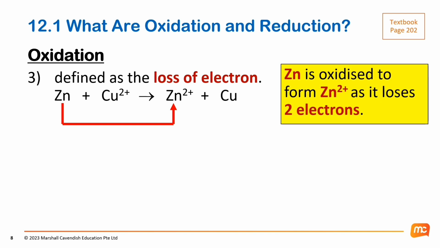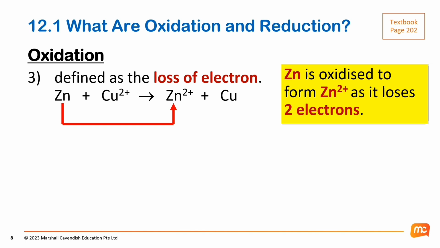We say that zinc is oxidized to form zinc 2 plus as it loses 2 electrons. So that's the third method of looking at whether oxidation is happening or not, which is to look at whether the chemical is losing electrons. So we have covered 3 methods so far: whether it gains oxygen, whether it loses hydrogen, or whether it loses electrons. Right? Either of these methods will work depending on the equation that you are looking at.